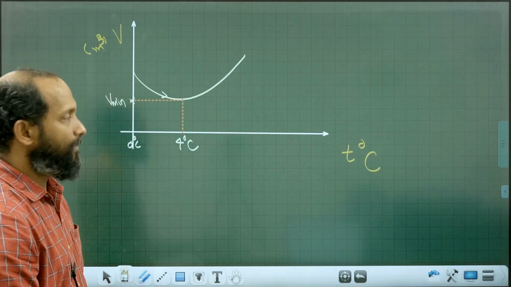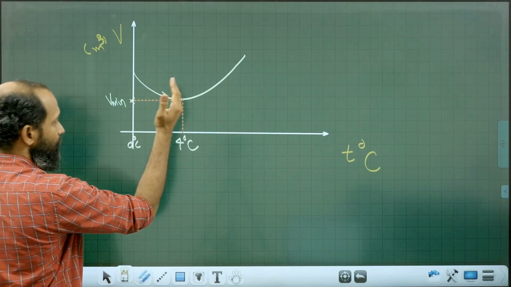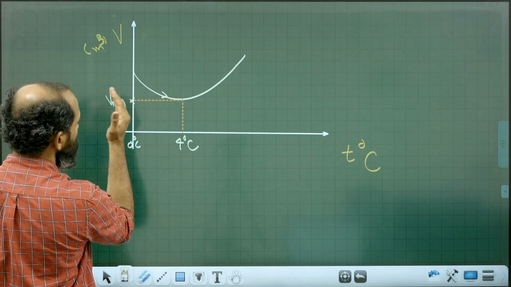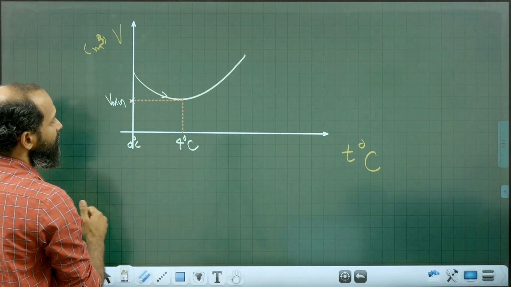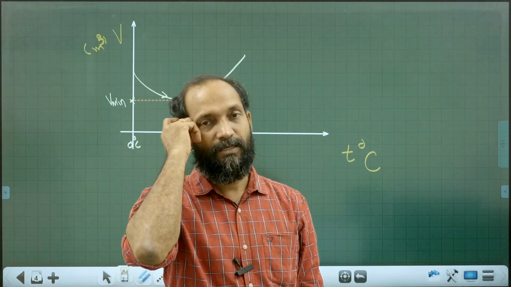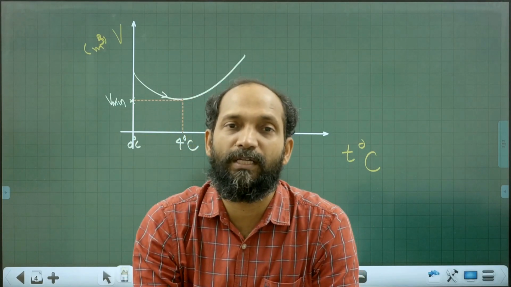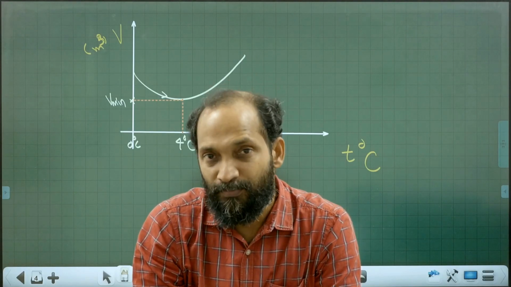You can see from this graph, when temperature decreases from 4 degrees Celsius to 0 degrees Celsius, volume increases. That is called anomalous expansion. Water cooled from 4 degrees to 0 degrees, water expands. That is called anomalous expansion.